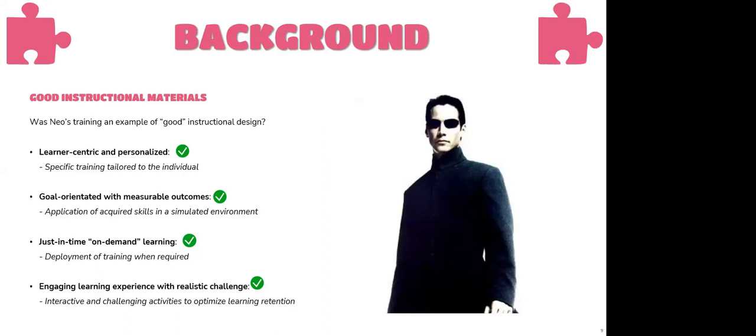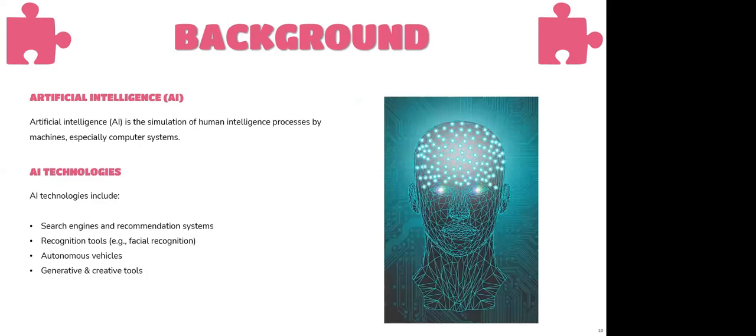So bearing that in mind, let's go on to artificial intelligence. We've looked at instructional design. What do we mean by artificial intelligence? As we know, AI is the simulation of human intelligence by machines, especially computer systems. When we think of AI, we think of things like search engines and recognition tools. If you have facial recognition functions on your phone, you know that if you've got photos in your gallery, it can recognize pictures of your friends and family automatically. It's pretty cool technology. We have autonomous vehicles, self-driving cars for example, and we have generative and creative tools.